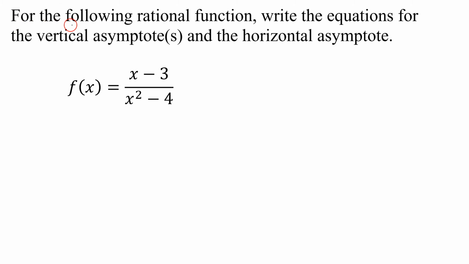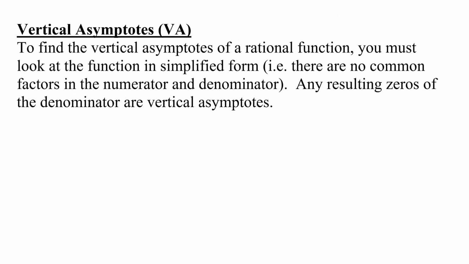This problem states, for the following rational function, write the equations for the vertical asymptotes and the horizontal asymptote. So here is our function. So quickly, let's review how to find the vertical asymptotes.